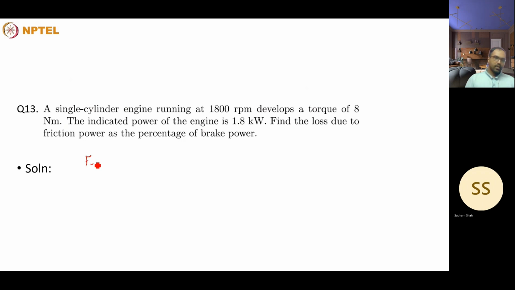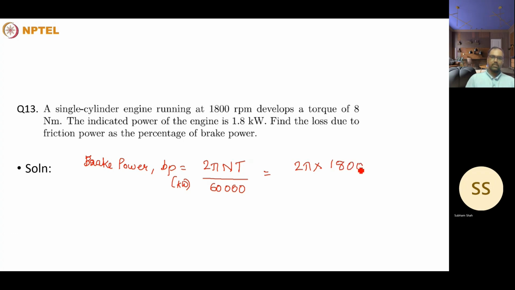So the brake power is given by the formula 2 pi N into torque divided by 60,000, in terms of kilowatt. It's a single cylinder engine running at 1800 rpm. Nothing is given regarding whether it is four stroke or two stroke, so we can directly take the rpm to be equal to the number of cycles.